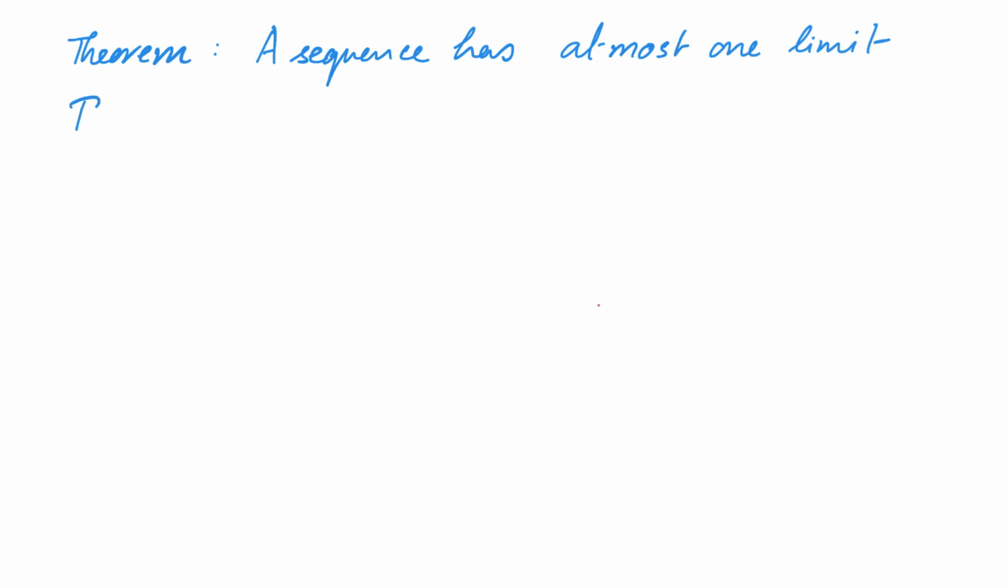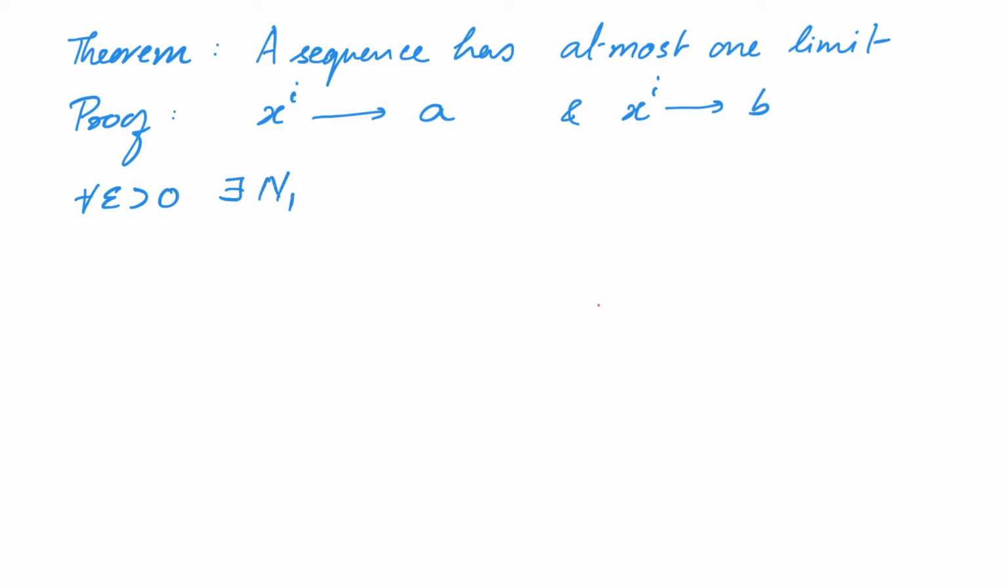When studying sequences in R, one of the most important properties was uniqueness of limits. So let's try to prove that this uniqueness holds even for sequences in Rn. To prove this, we will assume that xi converges to A and xi converges to B, and from this assumption we will prove that A has to be equal to B. In other words, the limit is unique.